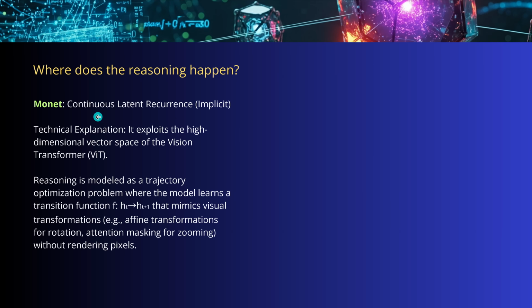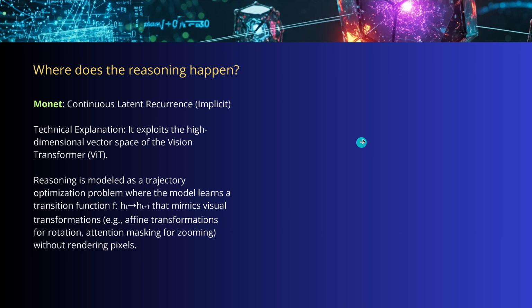A technical explanation for Monet would go like this: it exploits the high-dimensional vector space of the vision transformer itself, and the reasoning process is now mathematically modeled as a trajectory optimization problem in this space, where the model learns a transition function that mimics a visual transformation, like an affine transformation for the rotation or the attention masking for zooming in on a badge here, without rendering any pixels.